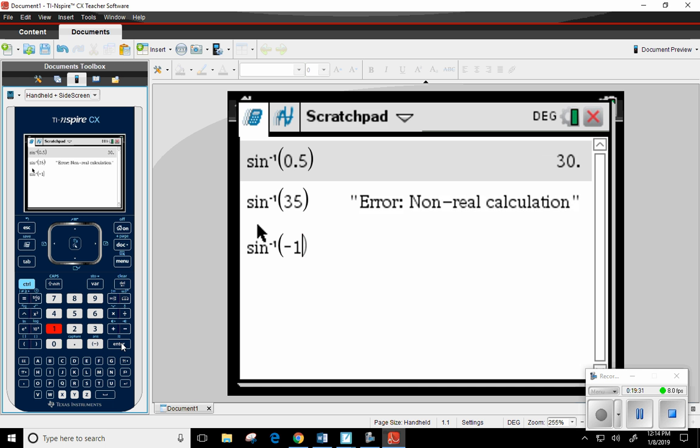Well, we got 2 answers. Was it -90 or -pi over 2? Should be -90. There we go. Now, if it were in radians, then it would give me the decimal value for -pi over 2, whatever that is. Okay. All right.